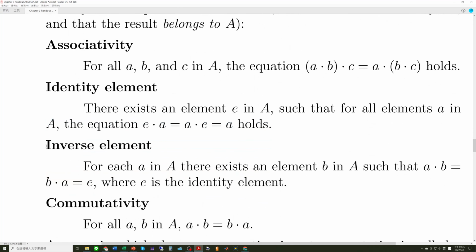Okay, the third one is the inverse element. For each a in A, there exists an element b in A such that a dot b is equal to b dot a is equal to e, where e is the identity element.